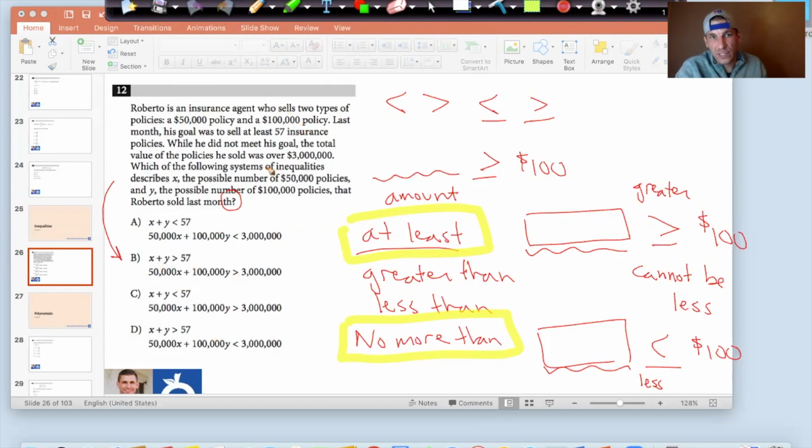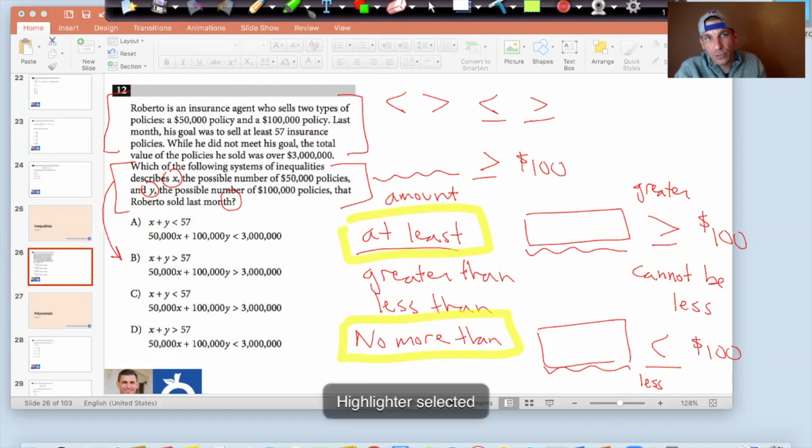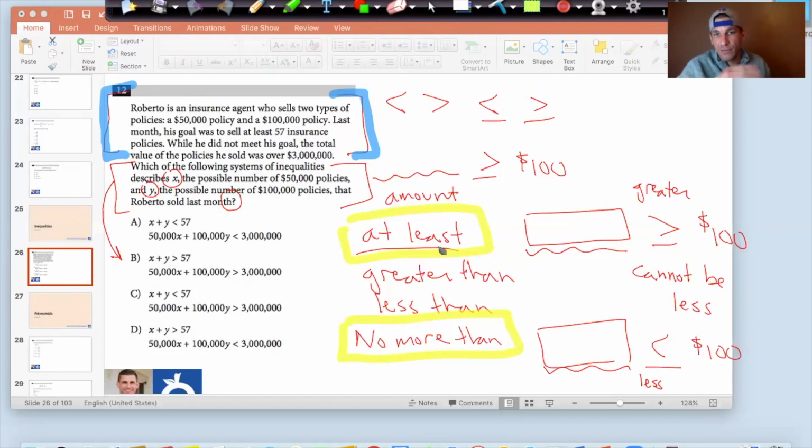Also, a general word of advice. For almost every single inequalities problem, the bottom part is simply telling you what the X and the Y represent. It's almost always the same thing. Which of the following systems of inequalities describes X, the possible number of $50,000 policies, and Y, the possible number of $100,000 policies that Roberto sold last month. So they almost always define what X and Y are. The top part is really your bread and butter. The top part is the part you're really going to need to understand well in order to solve these problems, because you want to pay attention to the terminology of "at least" and "no more than."